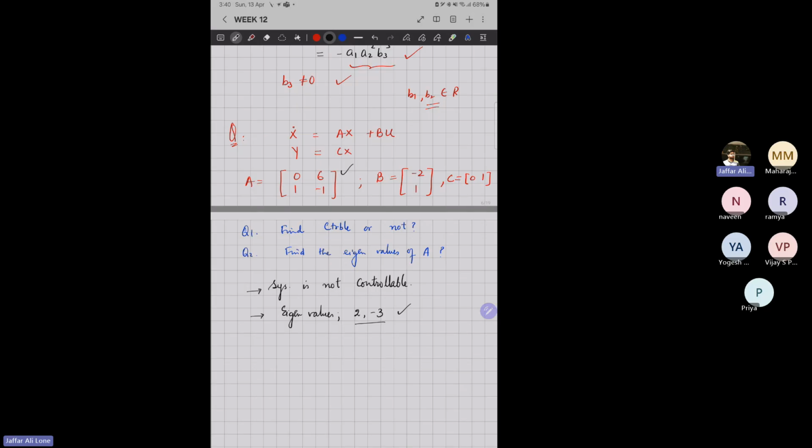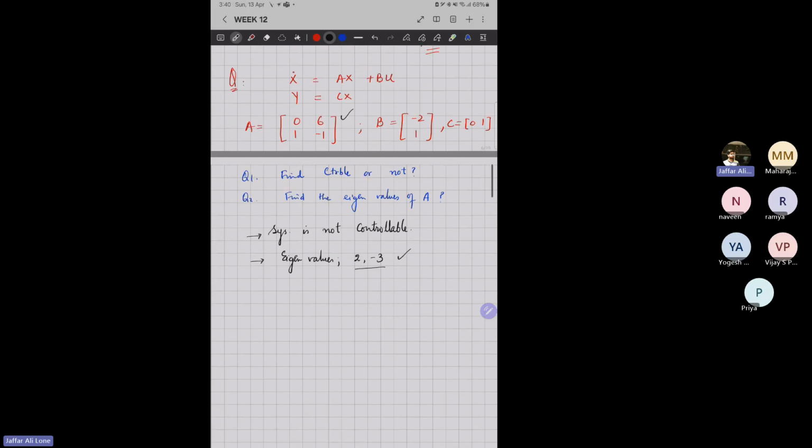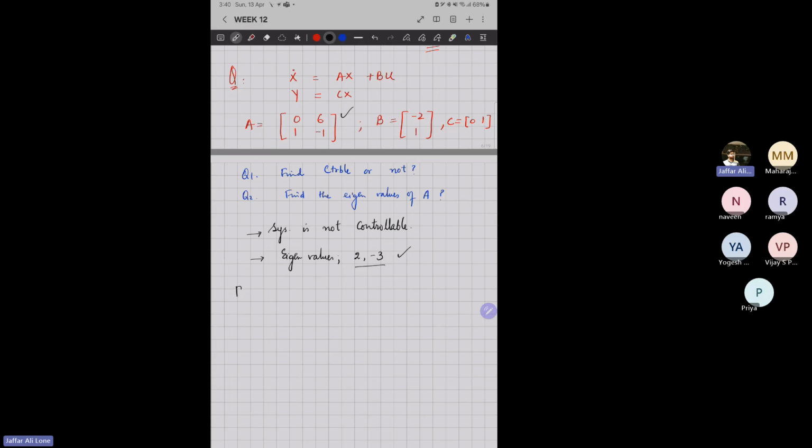So now see, there is another test for controllability, which is called the PBH test, the Popov-Belevitch-Hautus test. It's a very powerful test because if you have a 5 by 5 system or a 4 by 4 system, it's very difficult to find the controllability matrix B, AB, A squared B, A cubed B, A to the power 4 B, and so on. So it's very difficult. What does this test say?